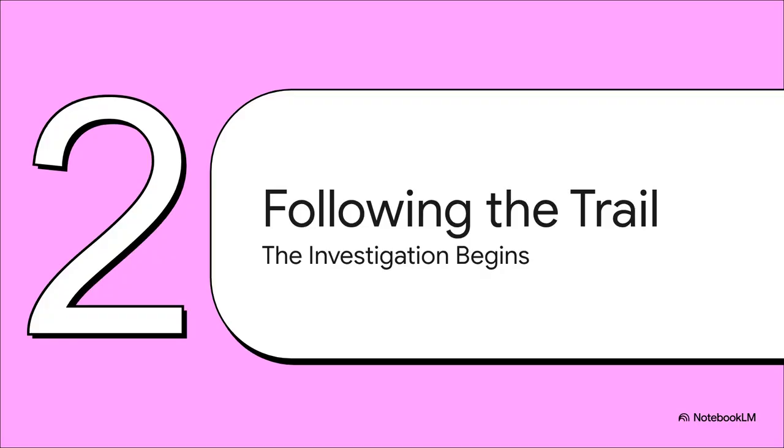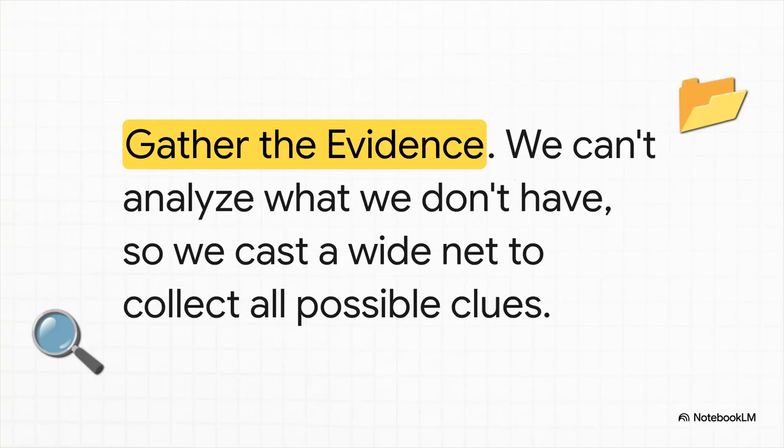Okay, we've got our mission, and we've got our toolkit. Now, the real detective work can finally begin. We're about to apply those first few crucial steps of our life cycle to the Hungry Now case file. So, step 1 is all about collection. You can think of it like a detective arriving at a crime scene. Our job is to cast a really wide net and gather every single piece of information that could possibly be relevant. Because, let's be honest, we can't analyze what we don't have.